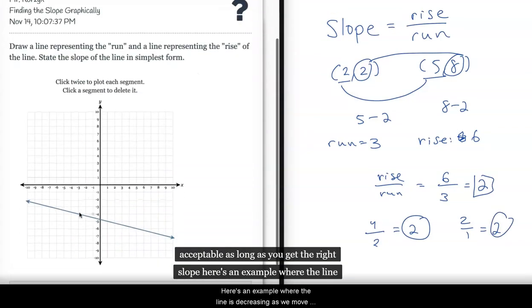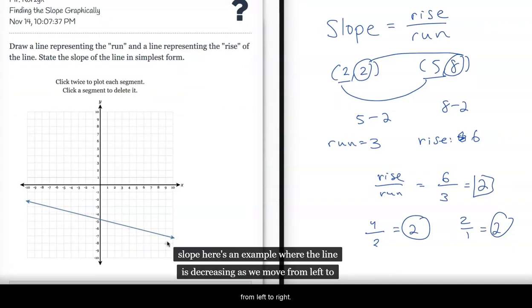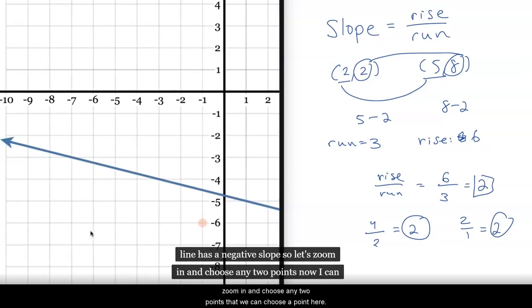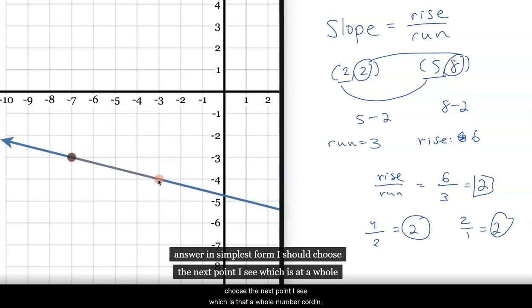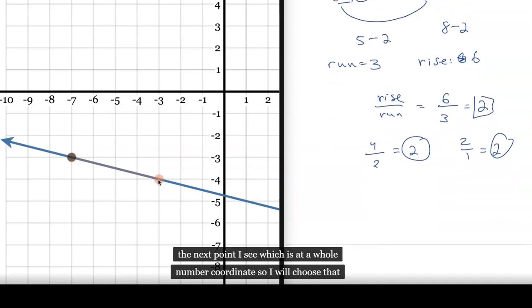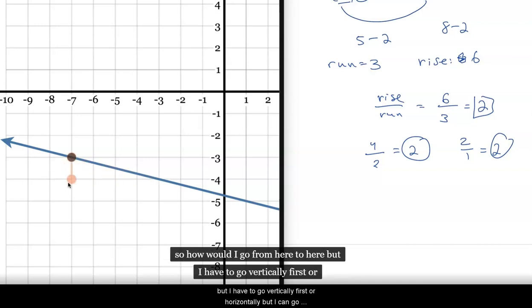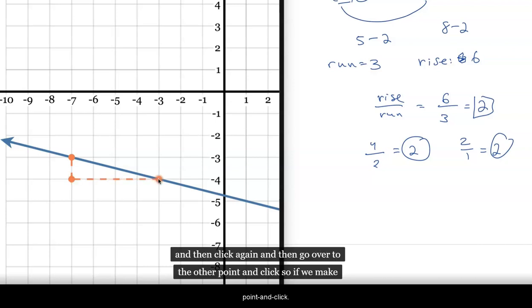Here's an example where the line is decreasing as we move from left to right. That's when we say that the line has a negative slope. So let's zoom in and choose any 2 points. Now I could choose a point here. If I want my answer in simplest form, I should choose the next point I see which is at a whole number coordinate. So I will choose that. So how would I go from here to here? I have to go vertically first, or horizontally. But I can go down 1, click, make sure you draw that vertical line, and then click again, and then go over to the other point and click.